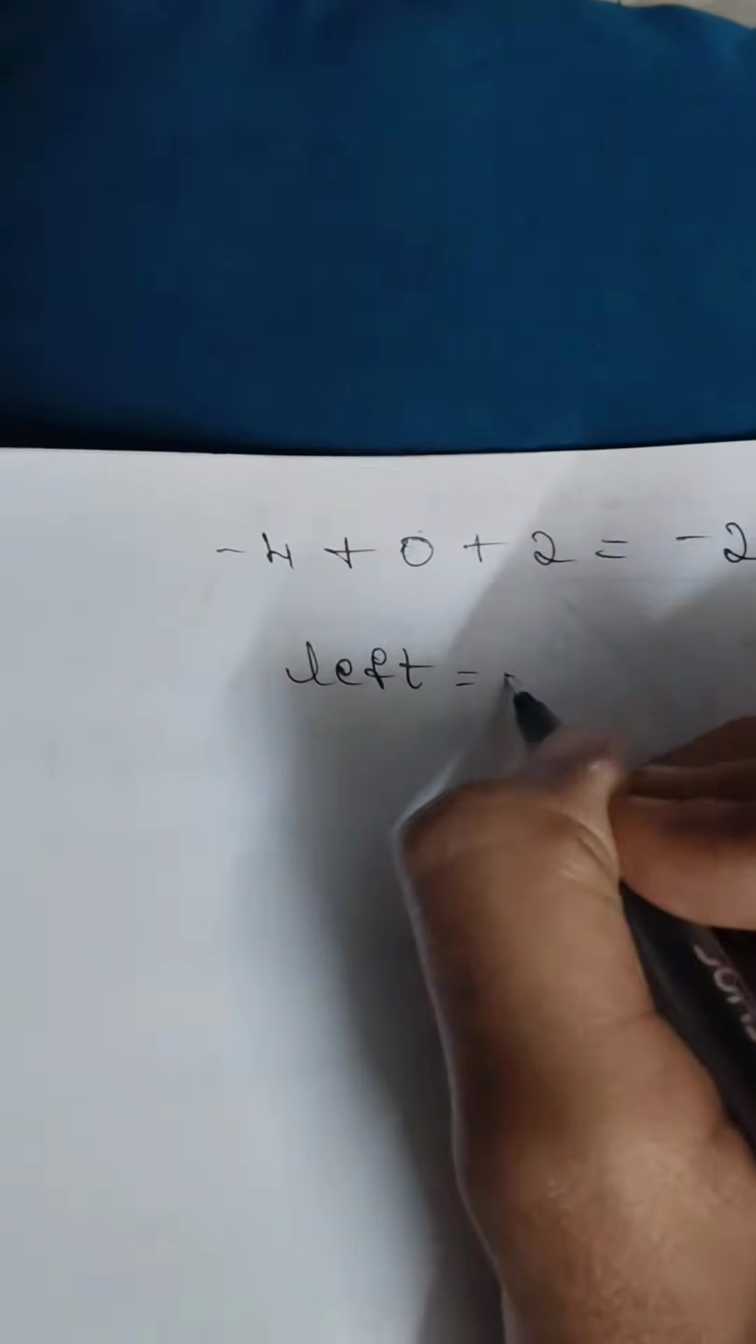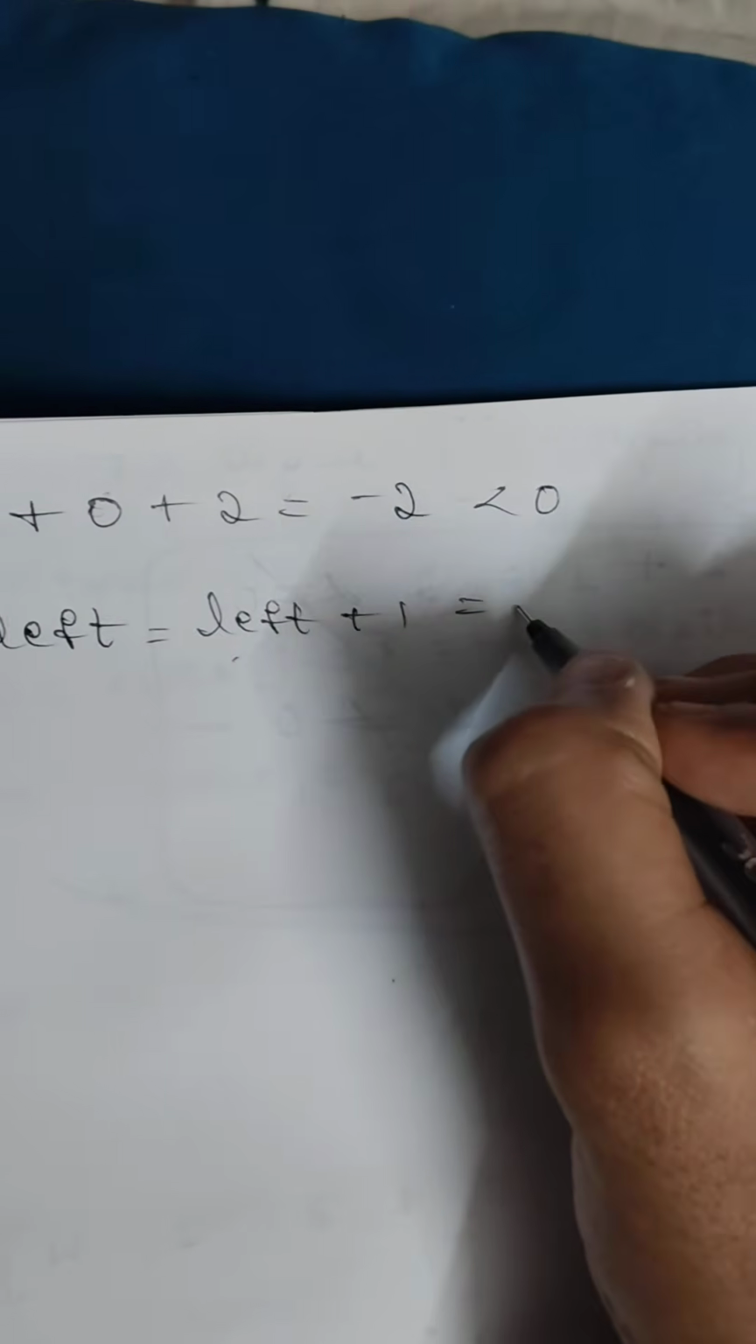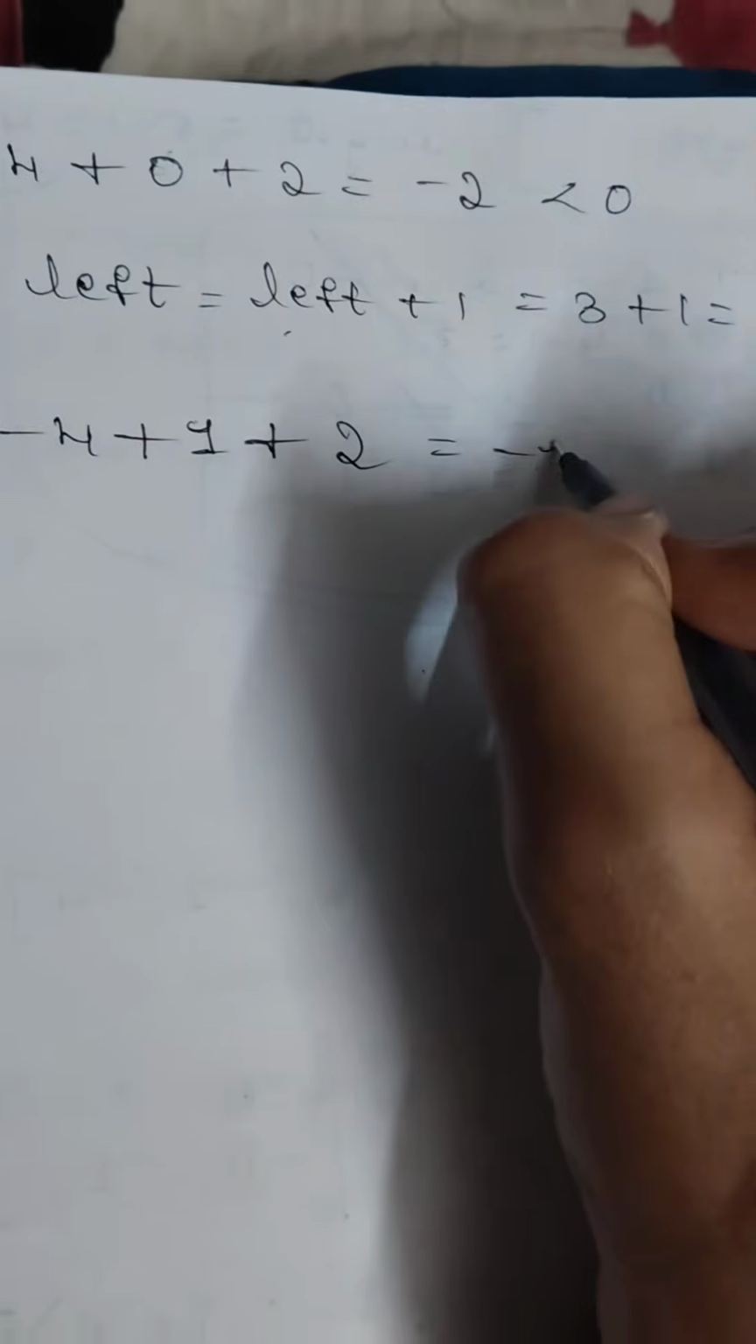So what will be my left? Left will be equal to left plus 1. So what was my left? Left was 3 plus 1, which is equal to 4. Minus 4 plus what will be my nums of left, nums of 4? My nums of 4 will be equal to 1, plus what will be my right? What was my right? 4. So it remains as it is. So this will be equal to what? Minus 1. Clearly it is again less than 0.